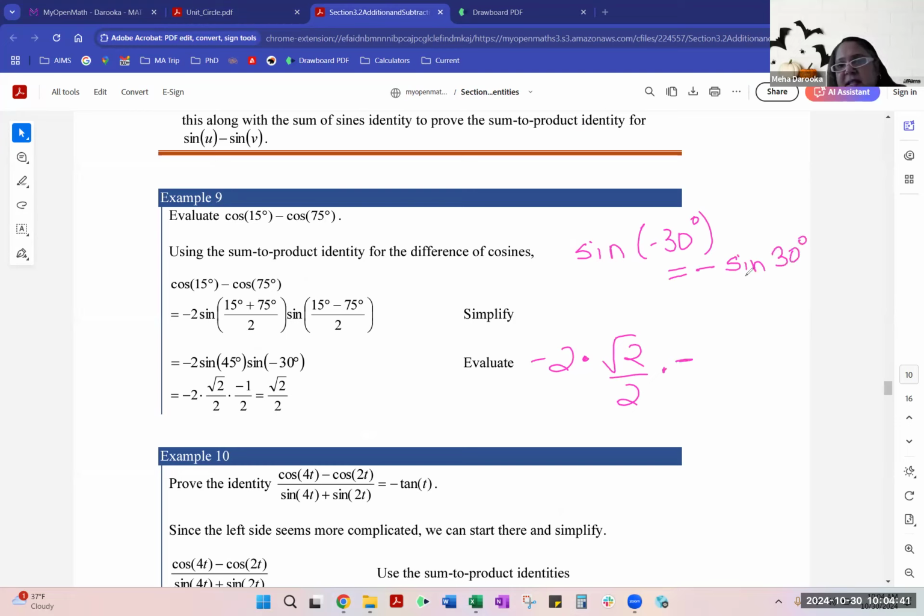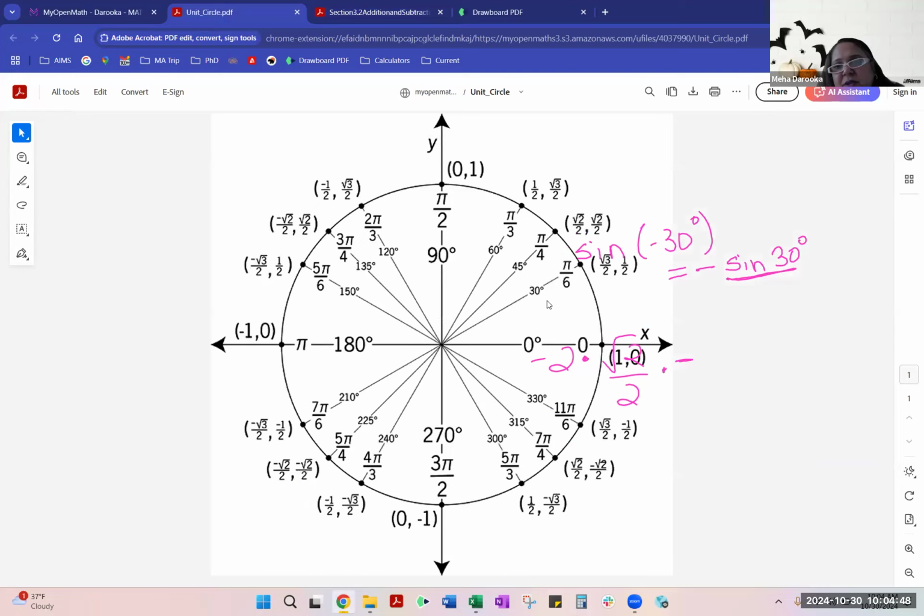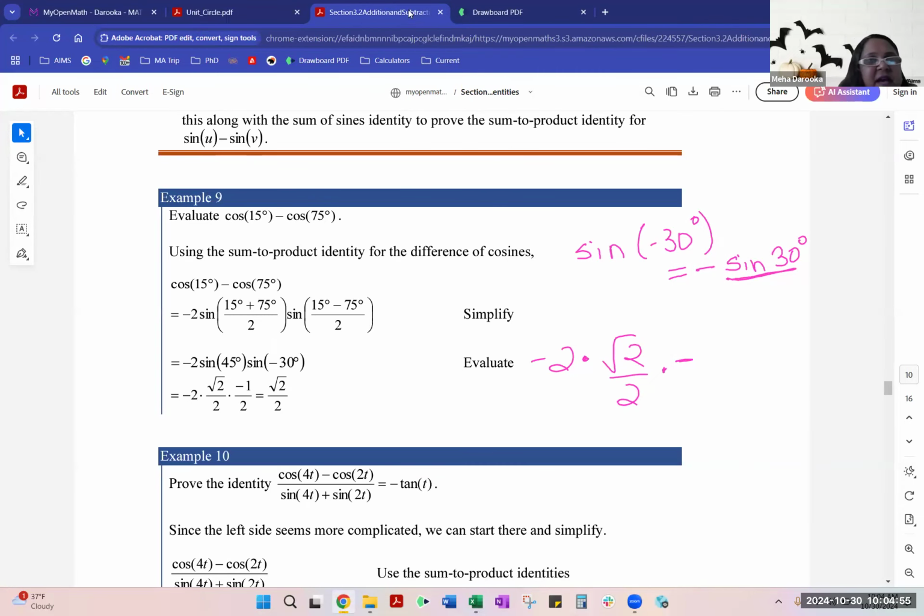So just bring the negative sign here, and then you can evaluate what sine of 30 degrees is going to be. And of course, coming back to our unit circle, you will see sine of 30 degrees is going to be that 1/2. So keep the negative sign from our negative angle, and then you have 1/2 here. So of course, 2 and 2 will cancel each other out. Negative times negative will end up becoming positive, and then you're just left with square root of 2 over 2, and that's how they're cleaning up that final answer here.